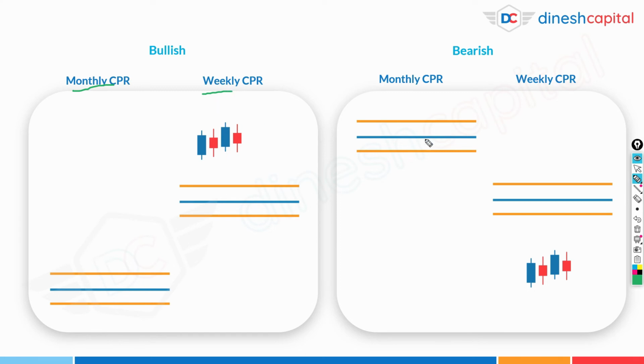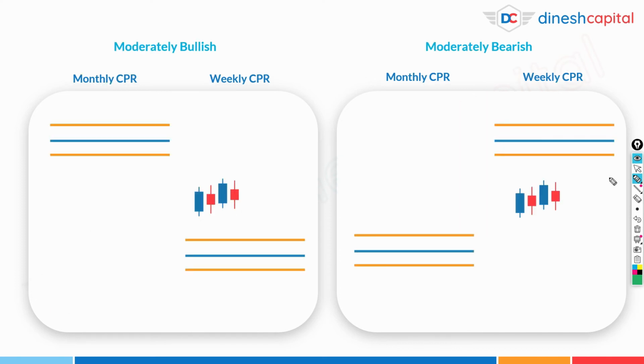Here we have two situations. Here's the price. It is above monthly CPR and above weekly CPR. So the sentiment is bullish. In the same way, the price is below weekly CPR and below monthly CPR. So we have a bearish sentiment for the current day. But when you get mixed signals like this, you have to be more careful.